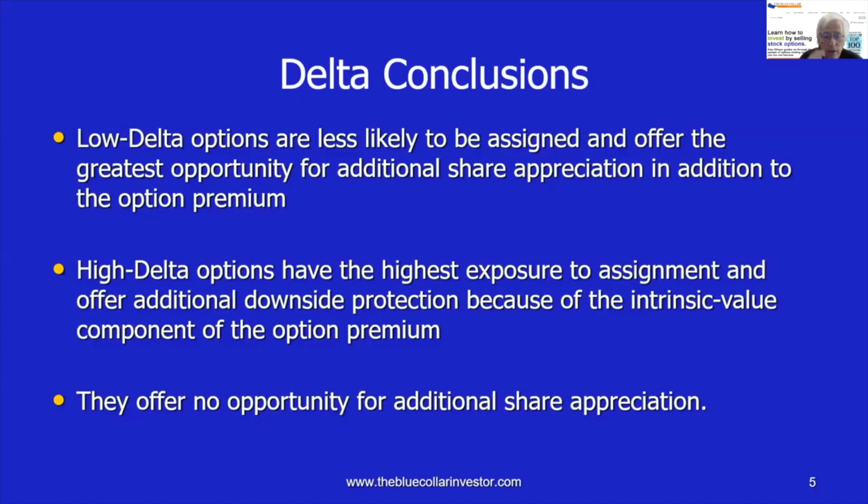Now, high delta options, they have the highest exposure to assignment because they're more likely to expire in the money or with intrinsic value. But they do offer additional downside protection in the form of intrinsic value. At the money strikes with deltas around 50, or out of the money strikes with deltas closer to 0, will not have that intrinsic value component. So high delta options, deep in the money options, will give us additional downside protection. But they offer no opportunity for additional share appreciation. So the moneyness of the options has pros and cons, as will the related deltas of those positions.